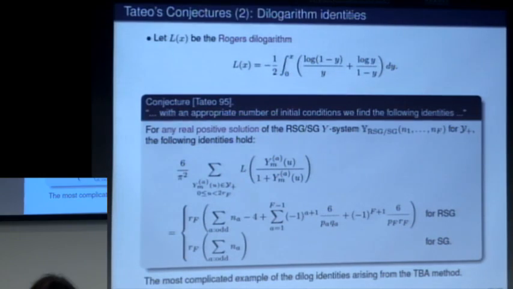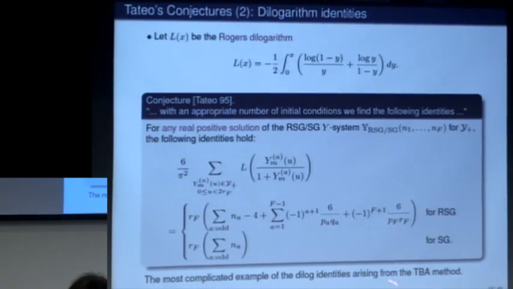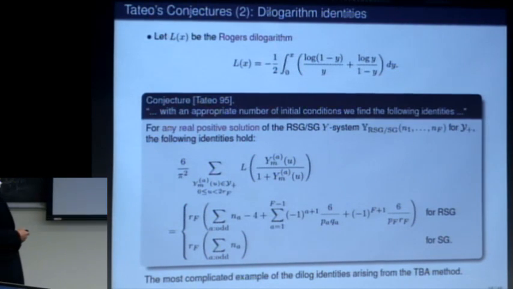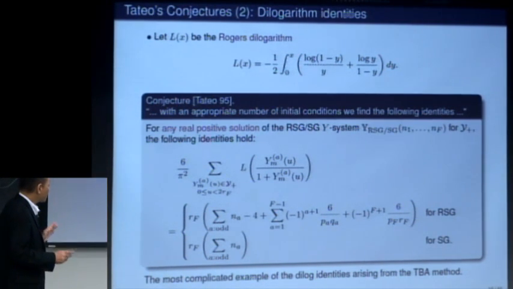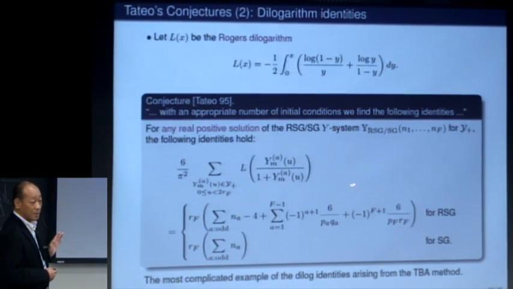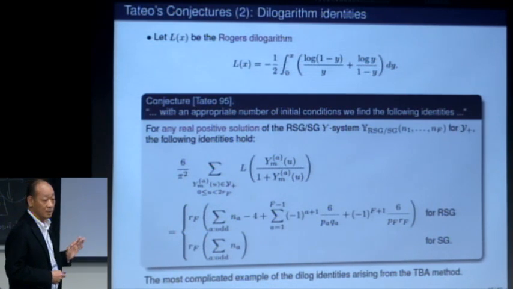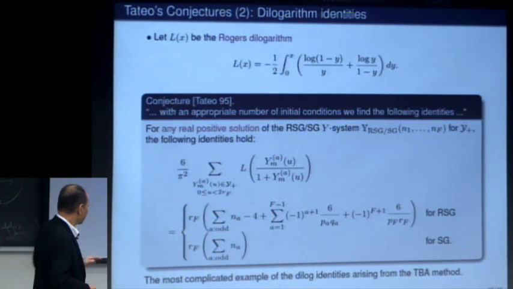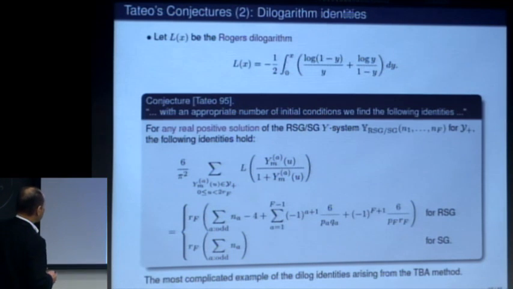This is the most complicated example of the dilogarithm identity arising from the TBA method. Remember the complexity of the Y system, and you have such a formula. There's no other. I've never seen such things.